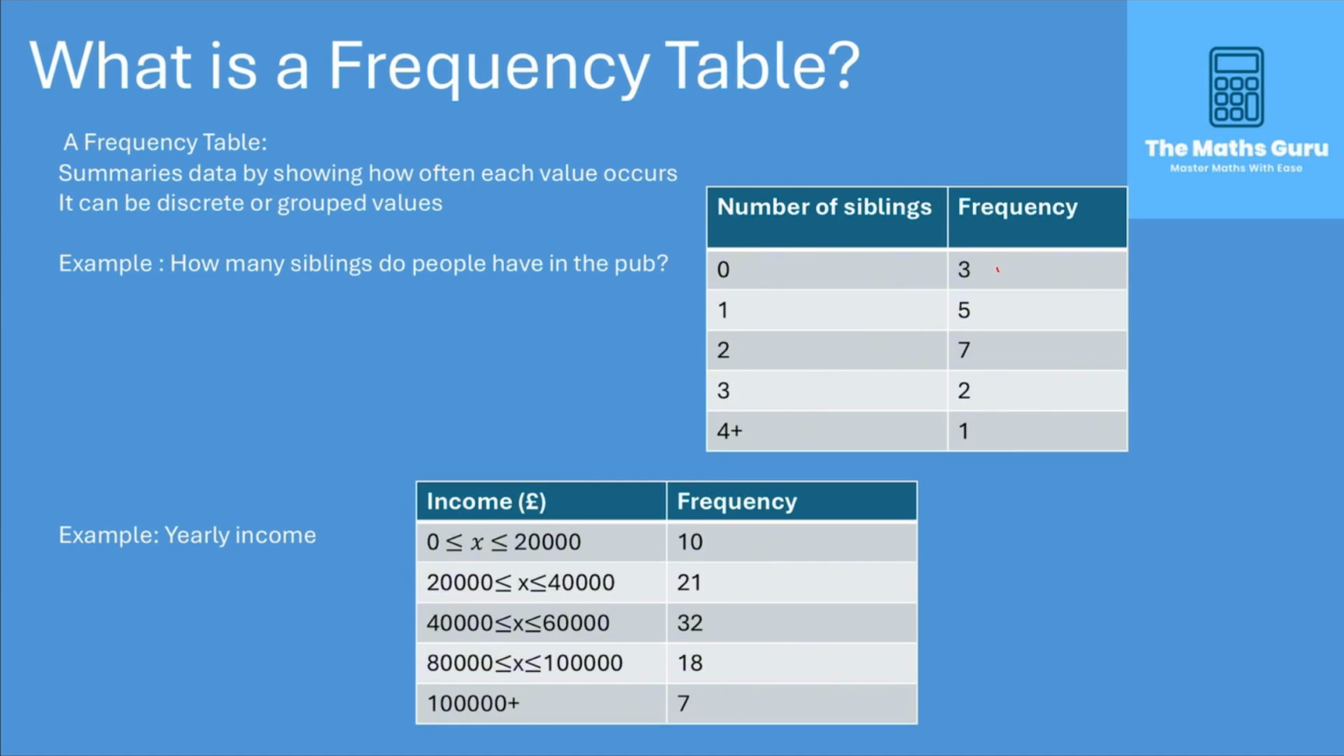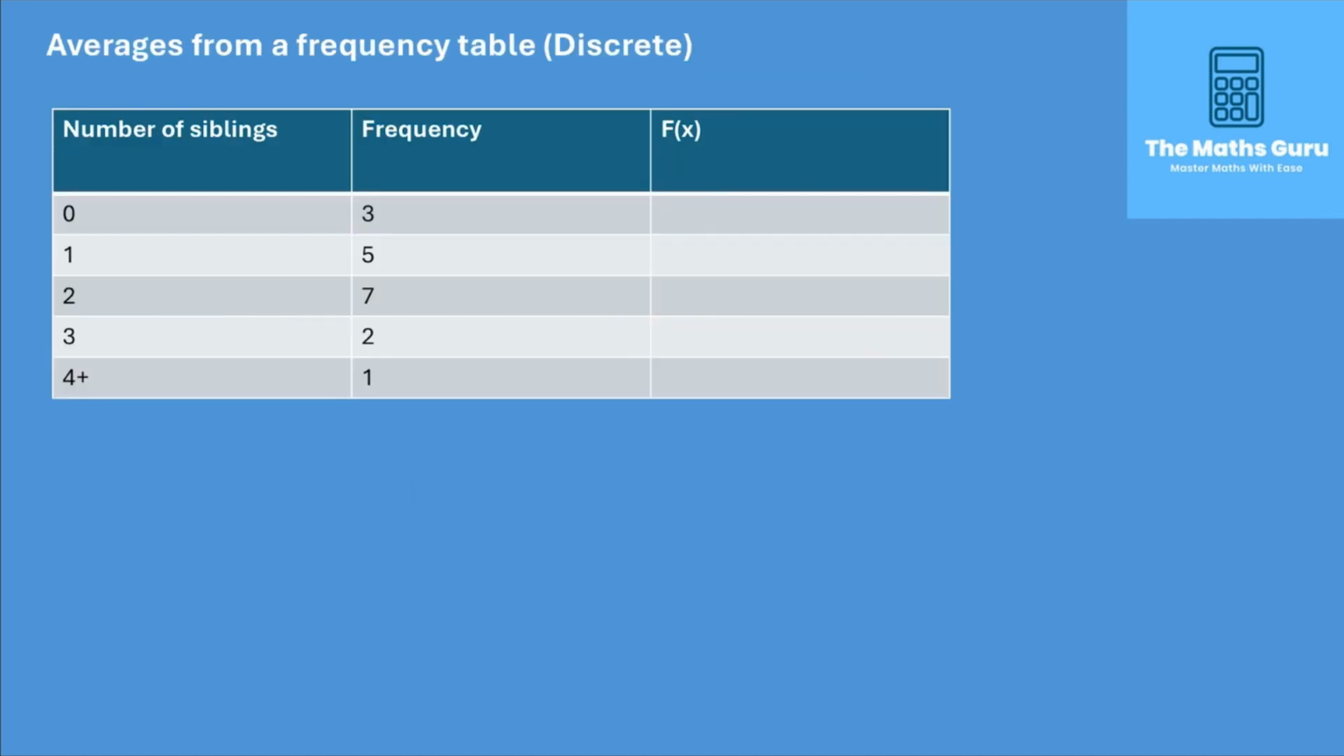Now, if we were asked to work out averages such as mean, mode, and median, I'm going to teach you guys today how we would do this. So let's look at averages from a discrete frequency table, and this is our earlier example.